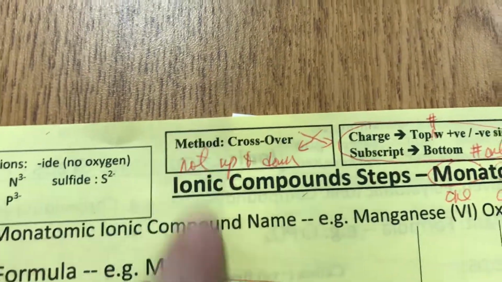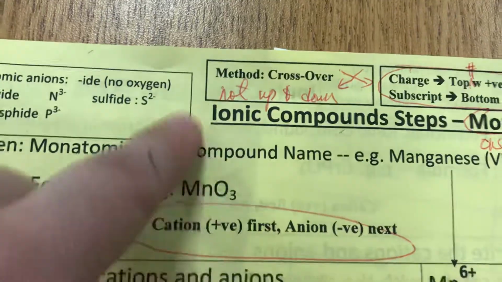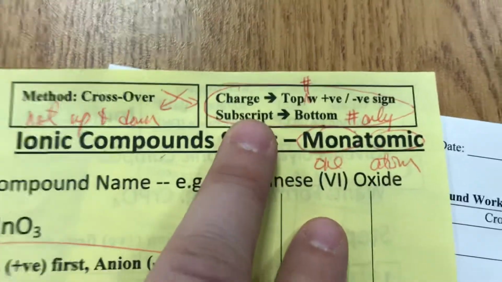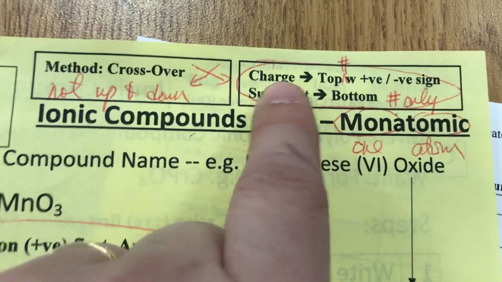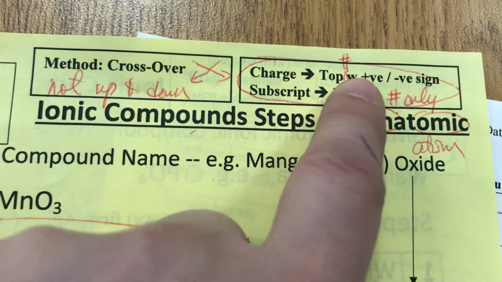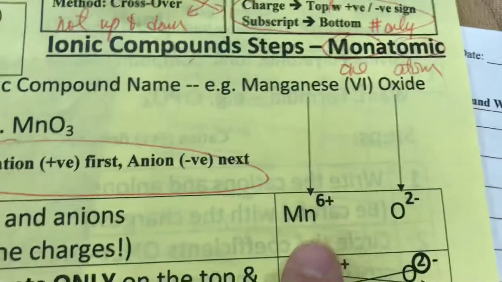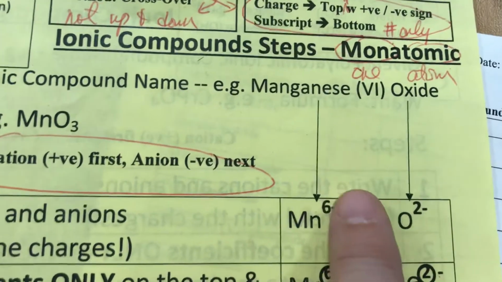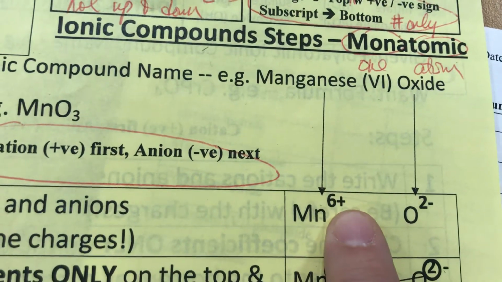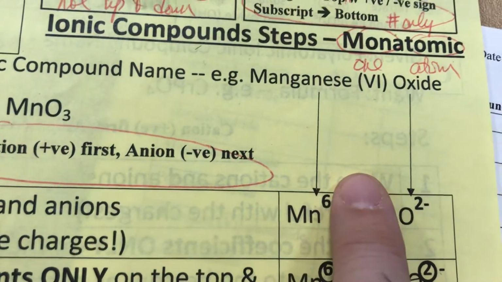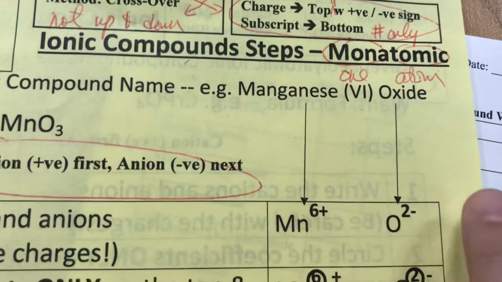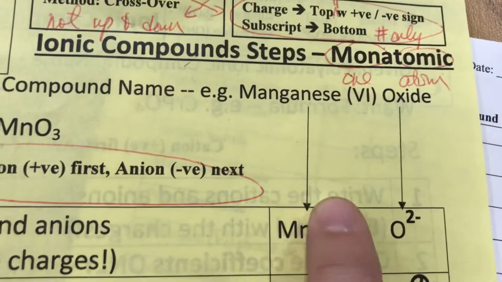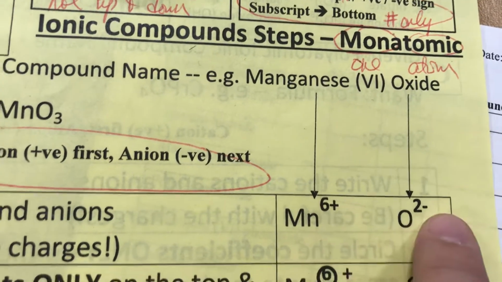Okay. So you're not doing like that. You're not bringing up and down. You bring crossover. There are two kinds of numbers in the formula. One is the charge. The charge is the top number with the plus and minus sign. So in other words, you have to give me the plus sign or negative sign. There's no Mn6 or O2, no such thing. We are not doing math. If the number is on the top, you have to give me the charge, plus or minus.